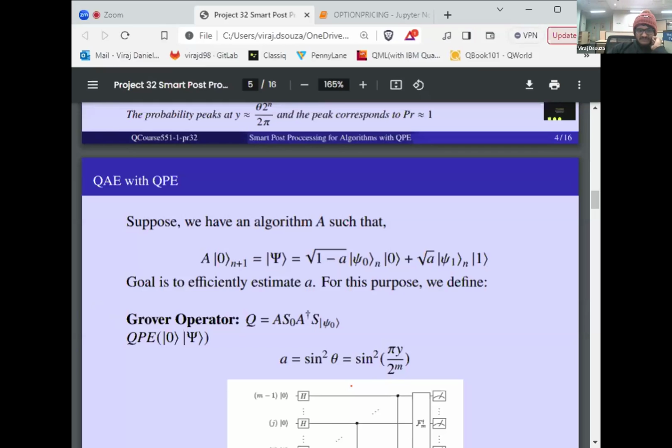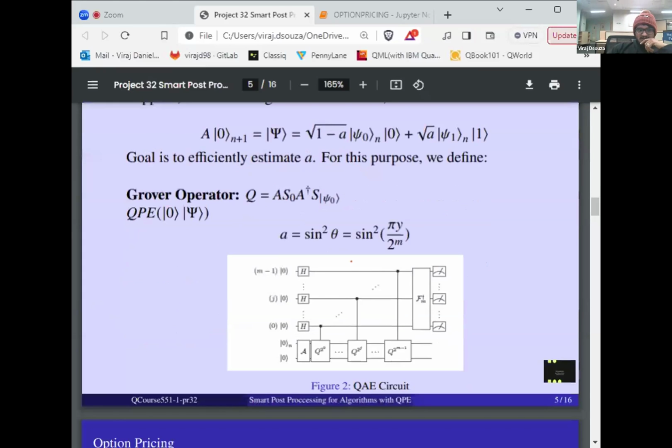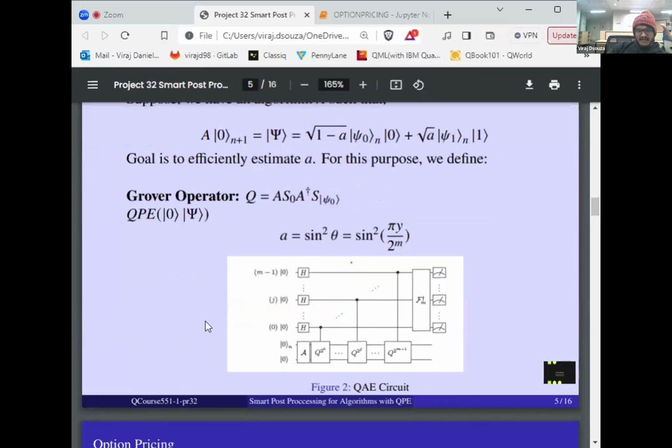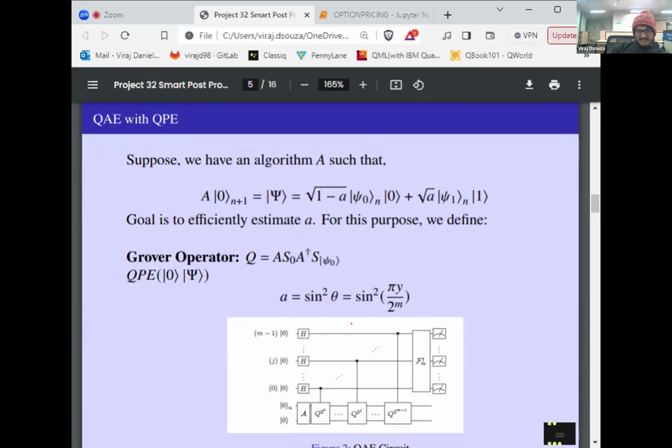For this, again, we use the Grover operator, which from a geometric point of view rotates our state psi towards the good state psi 1. At a very high level, when you act the Grover operator on psi, what happens here is that the amplitude a gets encoded as the phase theta, and we evaluate this theta using the quantum phase estimation algorithm. So that's where the QPE part comes in.